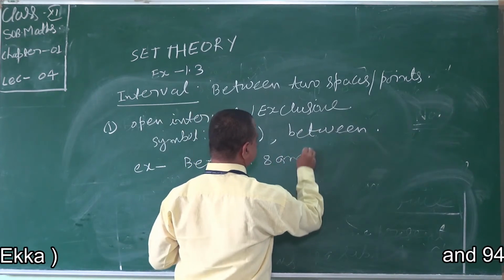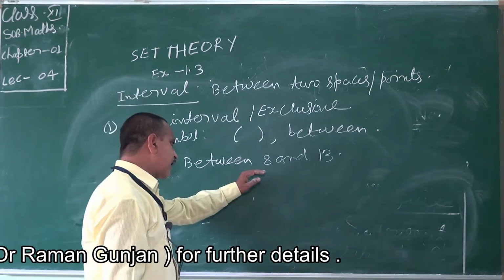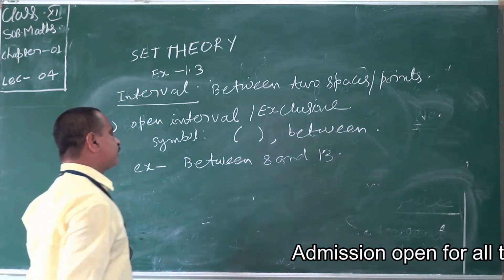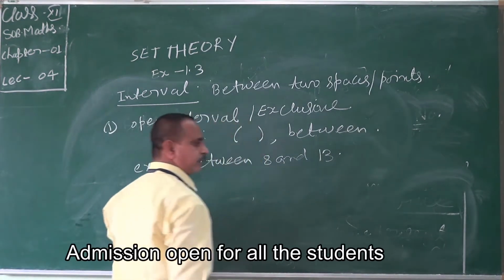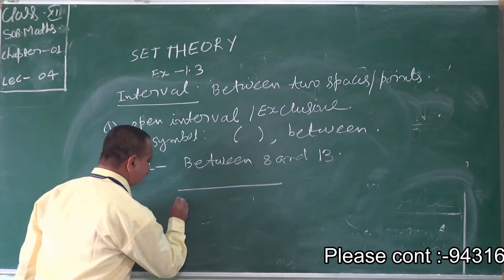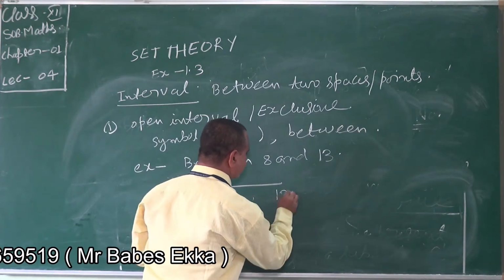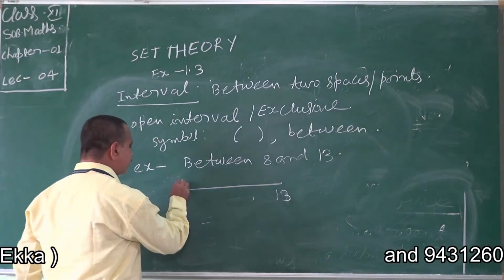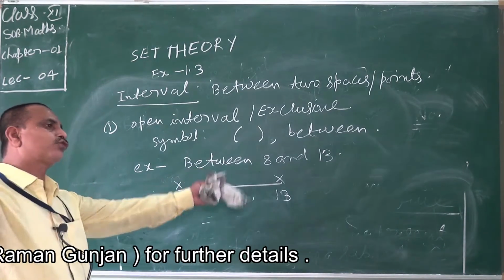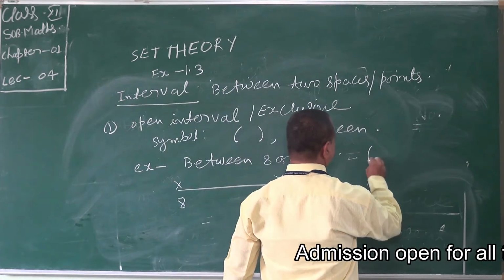8 and 13. So what do you mean by between 8 and 13? There are given points 8 and 13. We do not consider 8 and 13. We draw a line and locate 8 and 13 on the number line and represent that 8 and 13 are not included, they are excluded, and they are written by the symbol (8, 13).